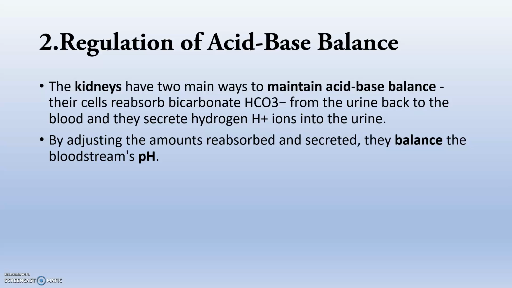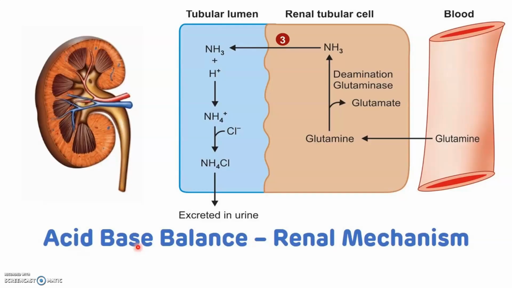Next is the regulation of acid-base balance. The kidneys have two main ways to maintain the acid-base balance. That is, their cells reabsorb bicarbonate from the urine back to the blood and they secrete hydrogen ions into the urine, thus making the urine more acidic. By controlling the movement of HCO3 minus, the bicarbonate ions, or the protons, they balance the bloodstream pH. So you can see acid-base balance, renal mechanism.